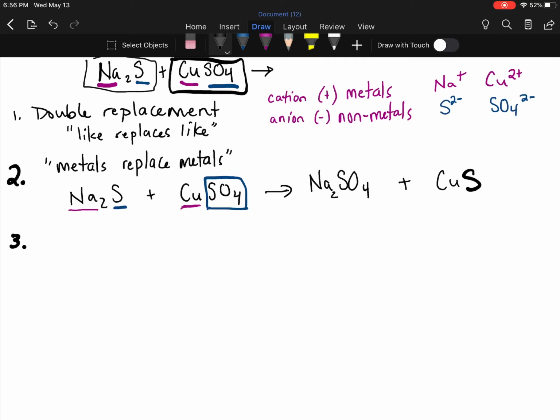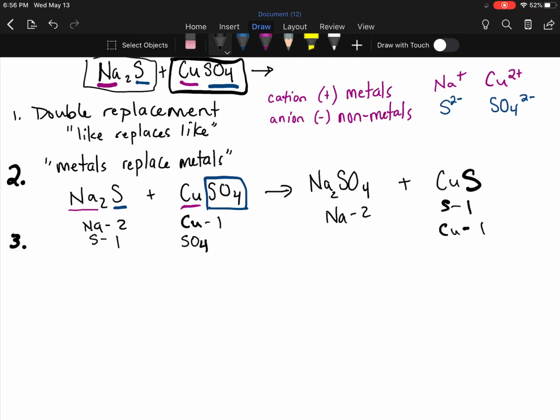Number 3 is balance the reaction. So remember, balancing is simply saying I should have the same number of atoms of sodium on the reactants as I do in the products. And that should be true for all of the elements. So that's what we're going to do. Let's look at sodium first. I'm going to write my little list. Sodium has 2 on the reactant side and 2 on the product side. Perfect. Sulfur has 1 on the reactant side and 1 on the product side. Also fine. Copper has just 1 on the reactants, and copper has 1 in the products.